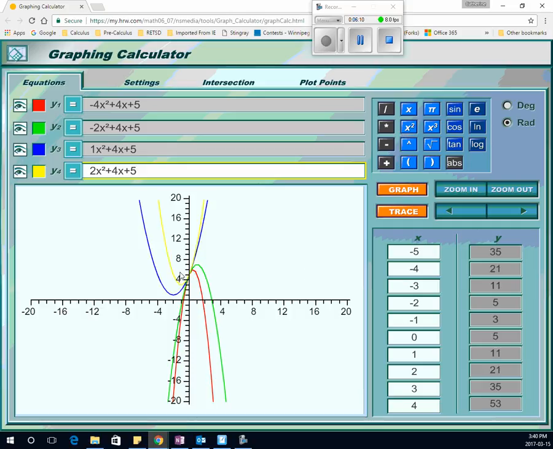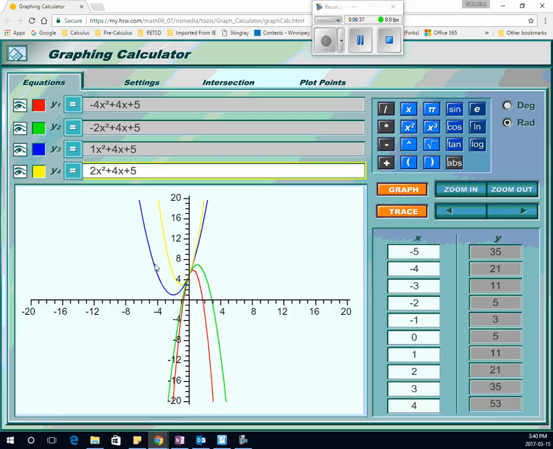Yellow's a little harder to see here, but anyways, what's actually happening here? Well, we know a little bit about the A, right? When did it open down? When did it open up? We know if the A is negative, it's going to be opening down. What happens to the width of my parabola if the number gets bigger?